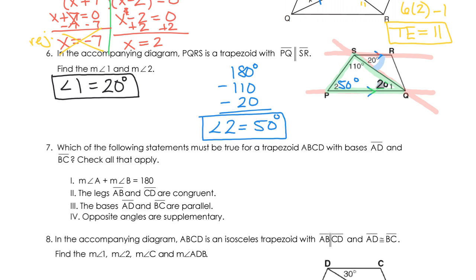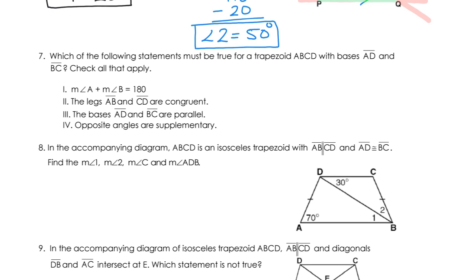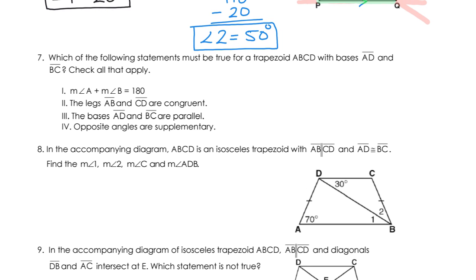All right, number 7. Which of the following statements must be true for a trapezoid ABCD? So a trapezoid is the first shape they're talking about. Oh, hang on, with bases AD and BC. So if the base is AD, we could go A here, D here, B here, and C here. Does that make sense? AD is a base because it's parallel to BC, which is a base. A, B, C, D. All right, so our picture's okay.